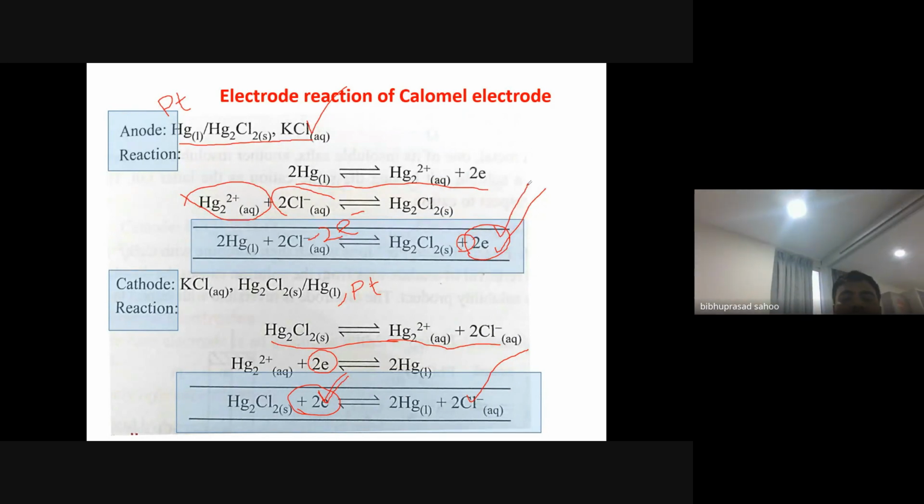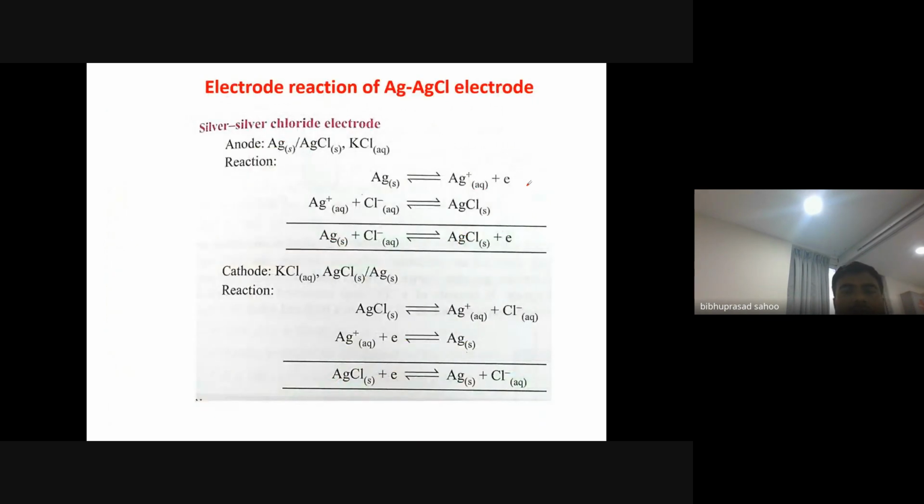Are you getting me, student? Please say yes or no. Yes, sir. Okay, very good. So this calomel electrode is very much in your syllabus. Okay. So similar to this calomel electrode, this is silver chloride electrode. This is your silver chloride electrode.